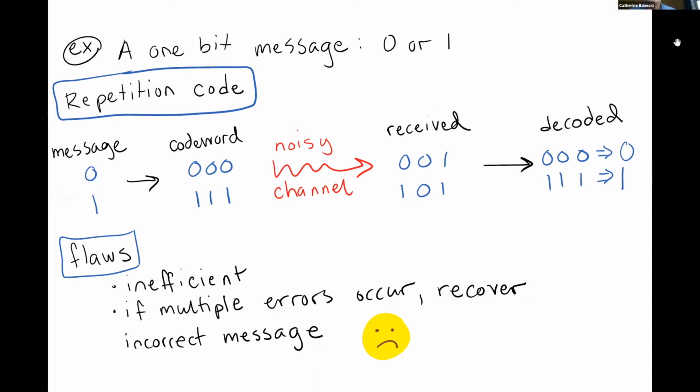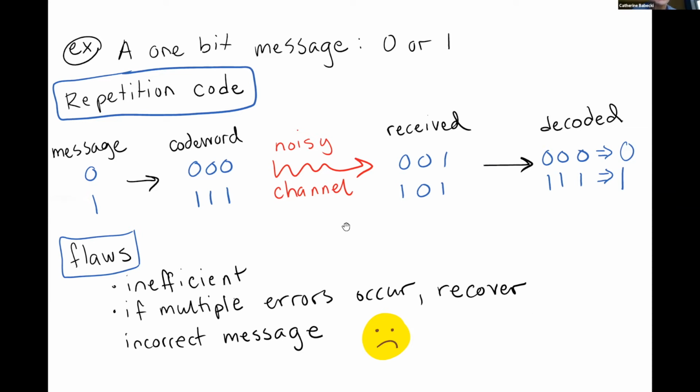However, that inefficiency we can deal with. We're going to talk about some more efficient codes in a second. But an unavoidable error that we won't be able to get away from is that if many errors occur, we might not be decoding the right message.